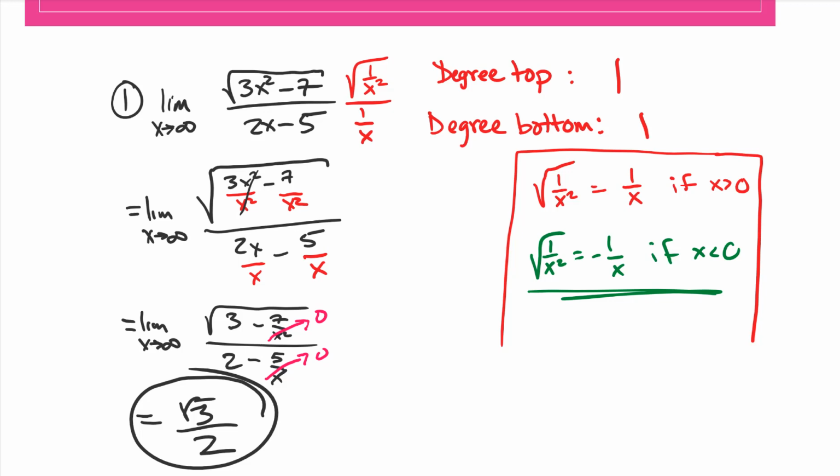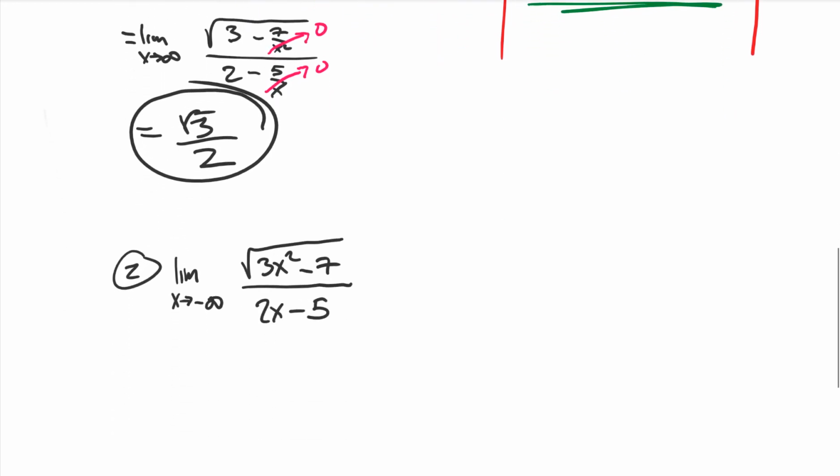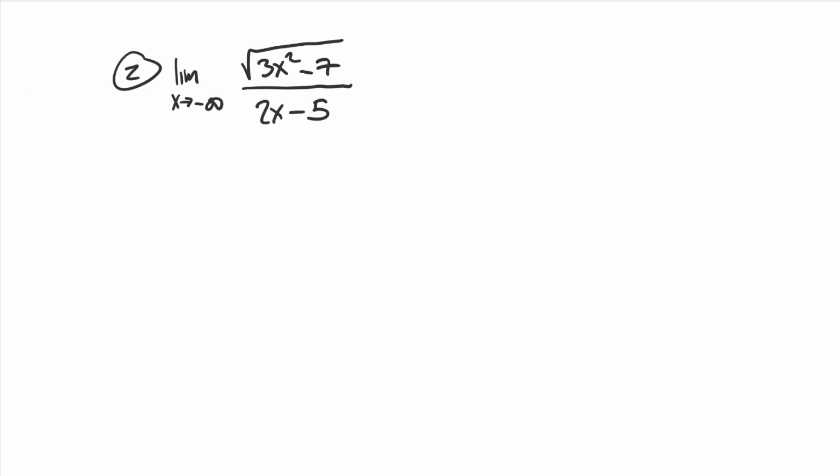And you might be able to kind of figure out the pattern here. I don't need to show all this stuff. Okay. Cool. Most common error, sign error. Most common error, sign error. Let's go to our next. It's the same problem, except now we're going to go to negative infinity.